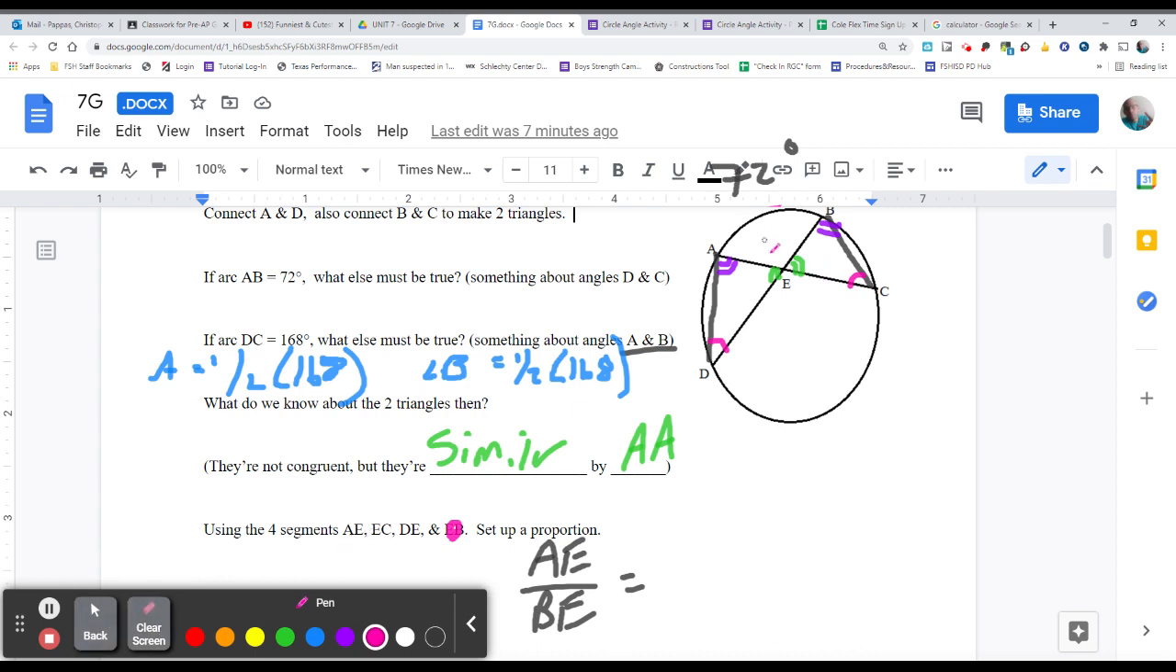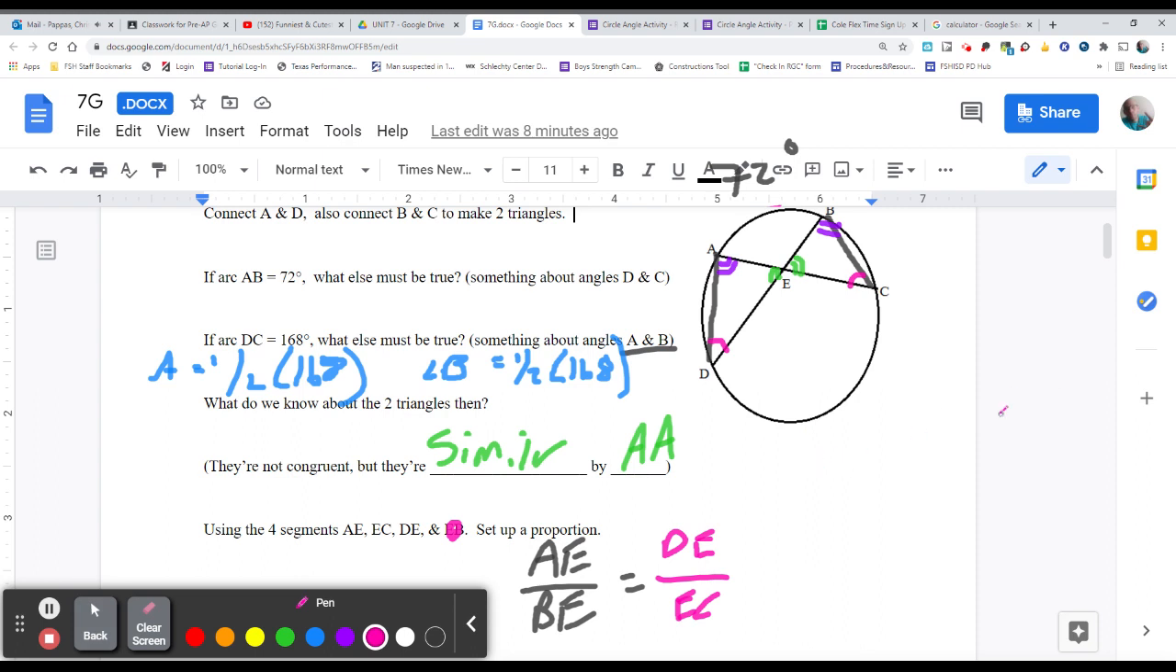So DE is between the pink and the green, and EC is in between the pink and the green on the other one, okay? So we could say that DE over EC is that. So the proportion of AE to BE, this side to this side, is the same proportion as DE to EC, this side to this side, okay?